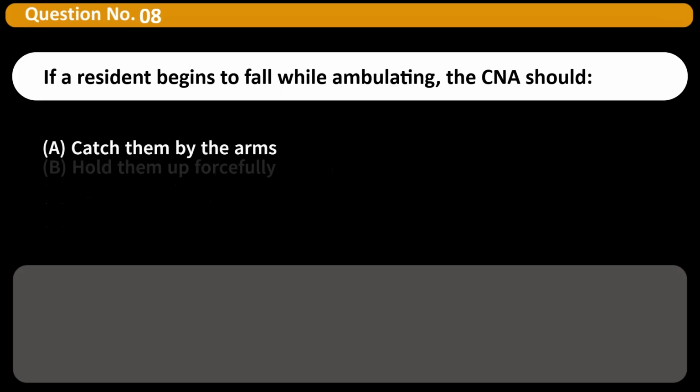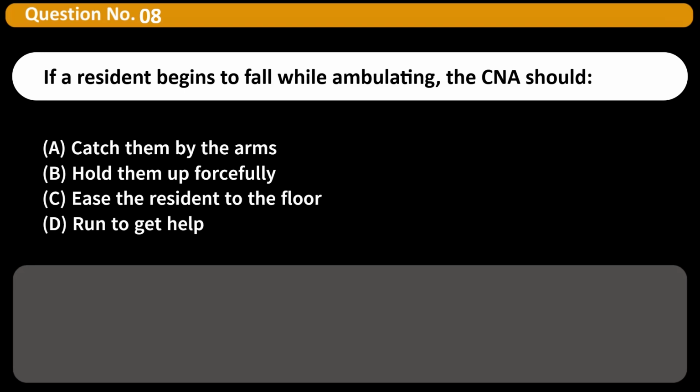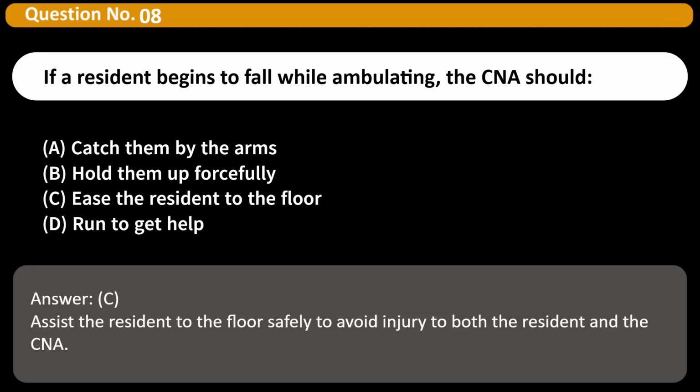If a resident begins to fall while ambulating, the CNA should: A. Catch them by the arms. B. Hold them up forcefully. C. Ease the resident to the floor. D. Run to get help. Answer, C. Assist the resident to the floor safely to avoid injury to both the resident and the CNA.